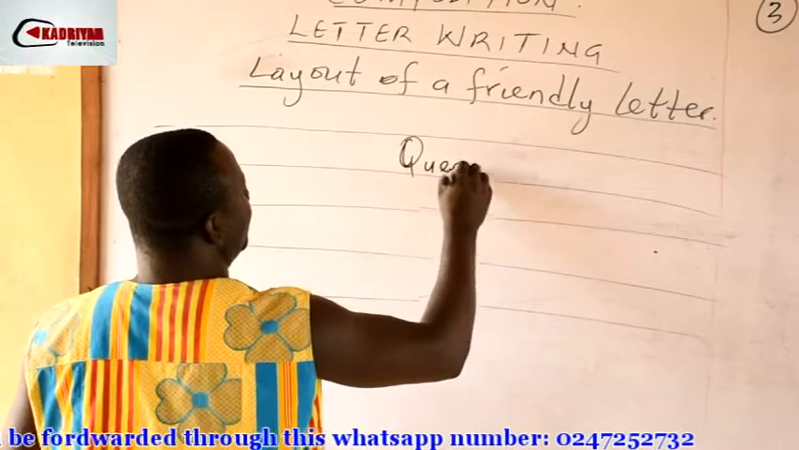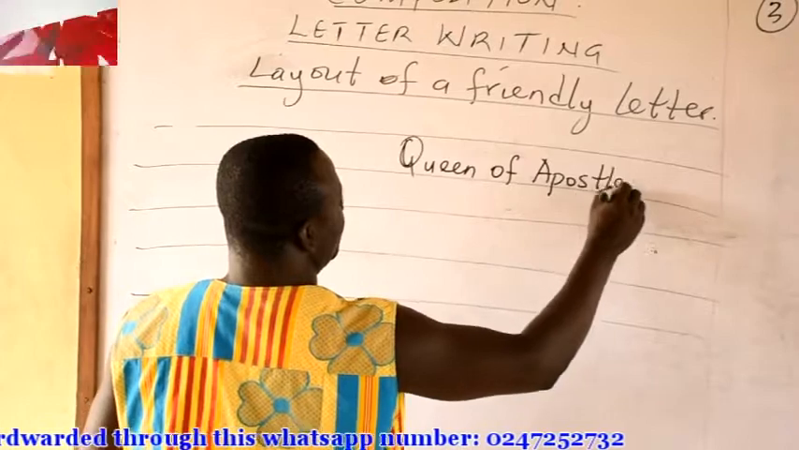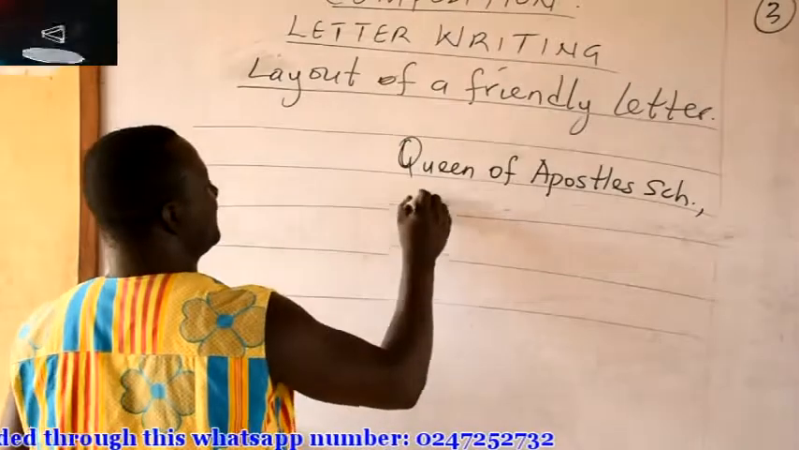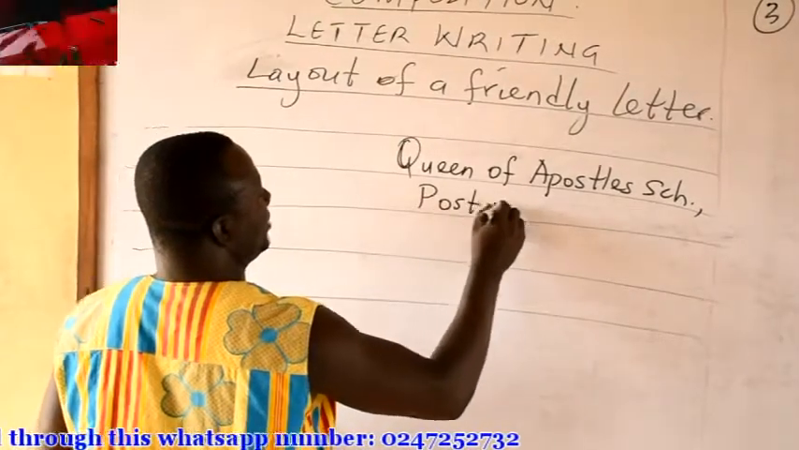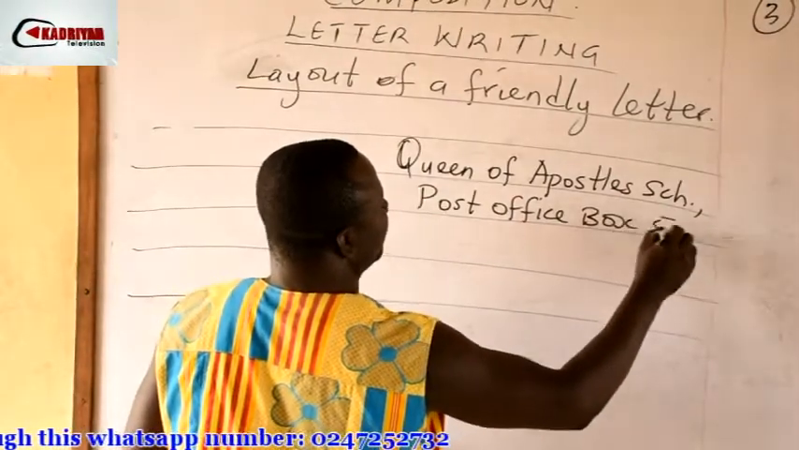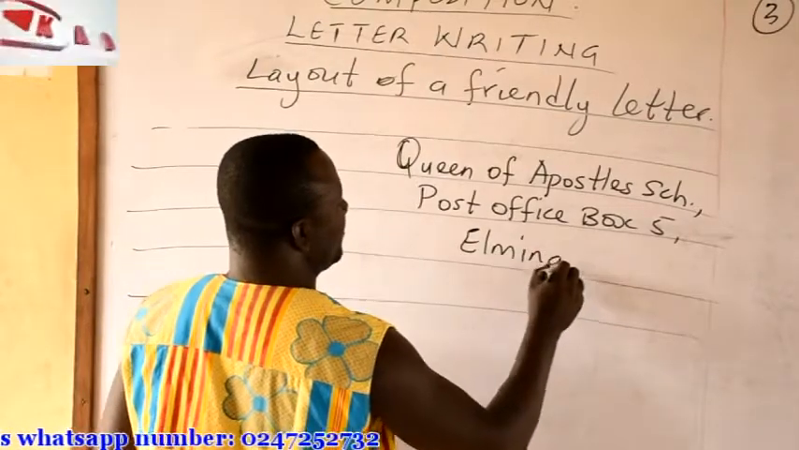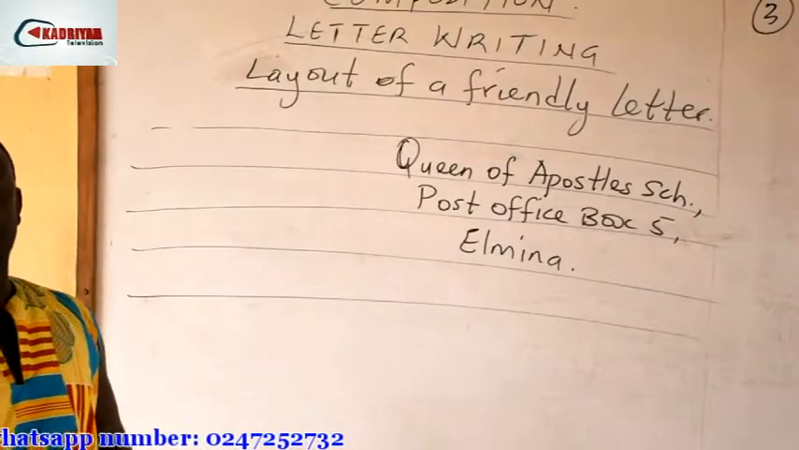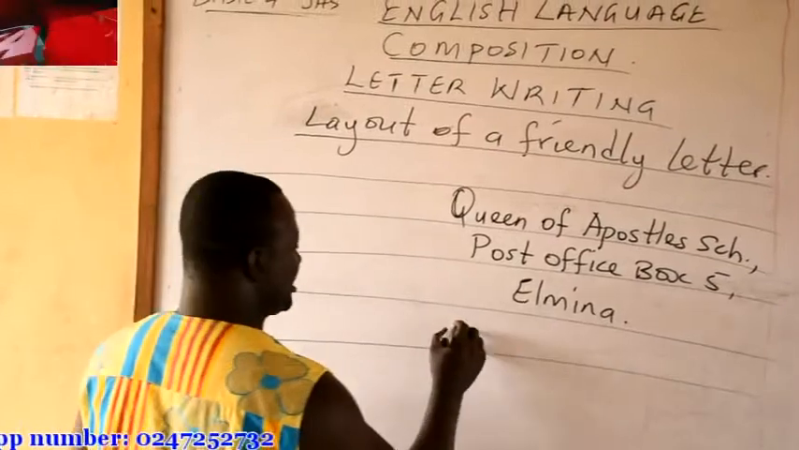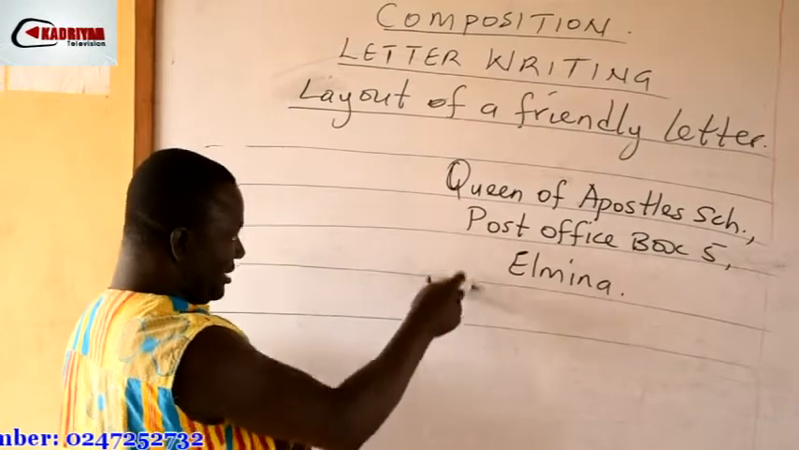So you start: Queen of Apostles School, comma. Post Office Box File, comma. Elmina, full stop. You are finished with the address. Then you come to date, which is the second one I told you. Because it is different, not part of this, you come to the next line and here.